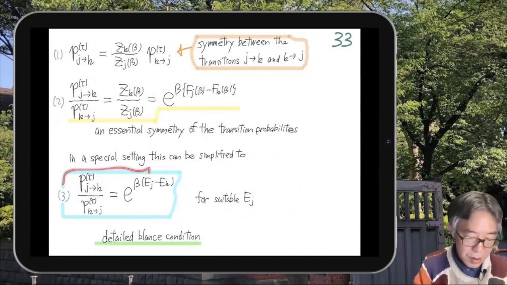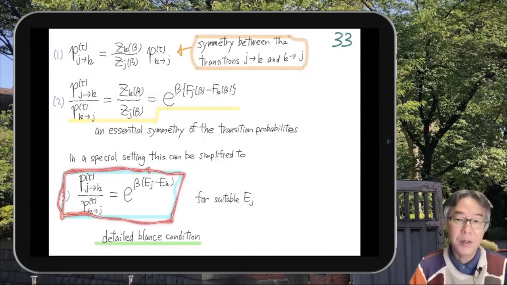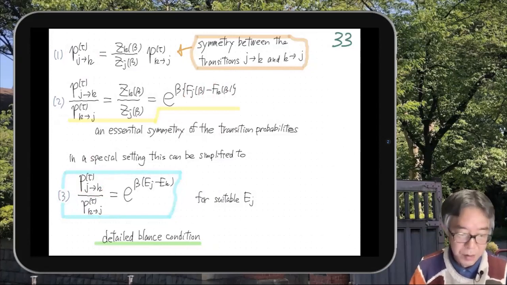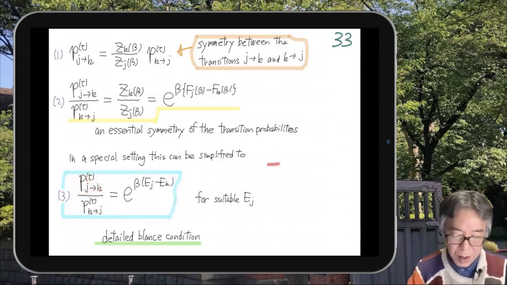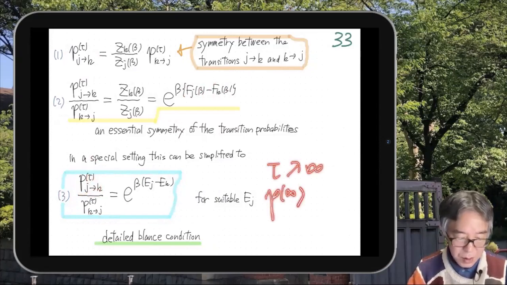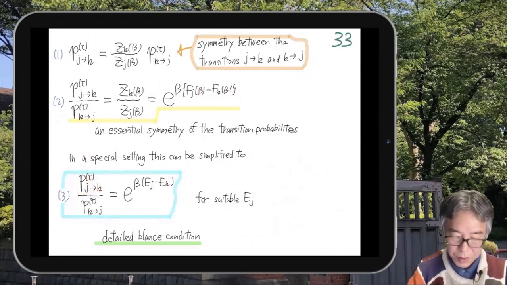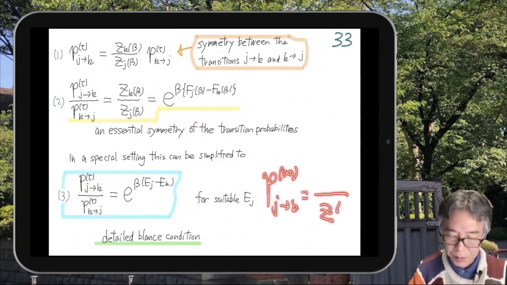But this identity itself is valid anytime, for any tau. If tau is larger, then this loses the meaning as a transition probability, but this is still true. Especially in the limit where tau is infinitely large, this becomes something like the canonical distribution. When tau is infinitely large, this loses J dependence, and with some partition function-like thing, this becomes something like this. This is the canonical distribution.